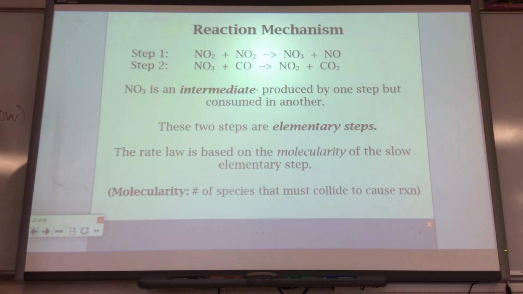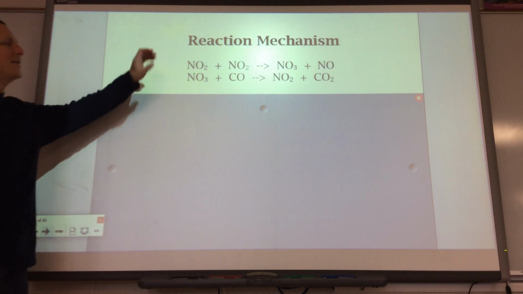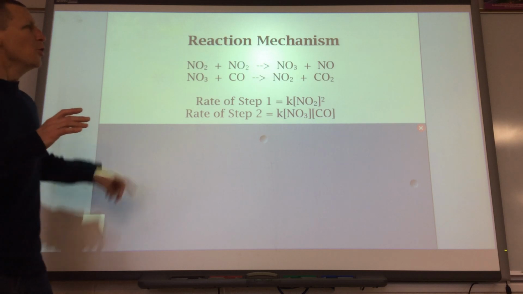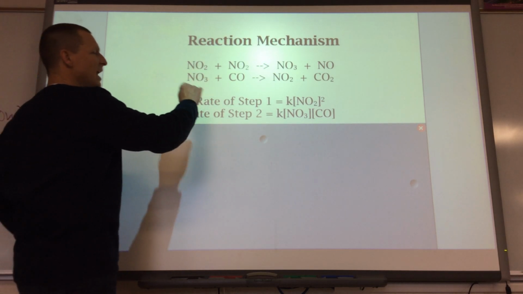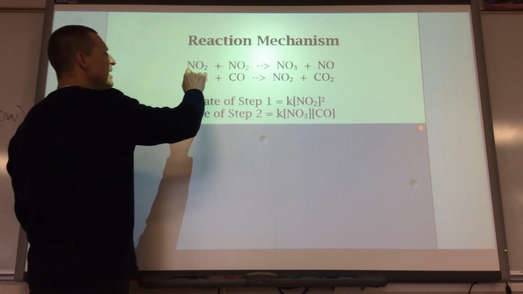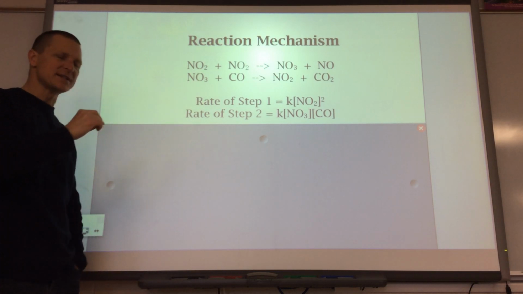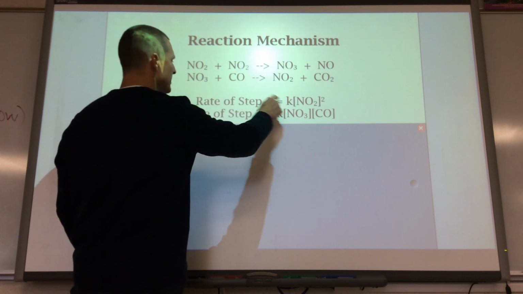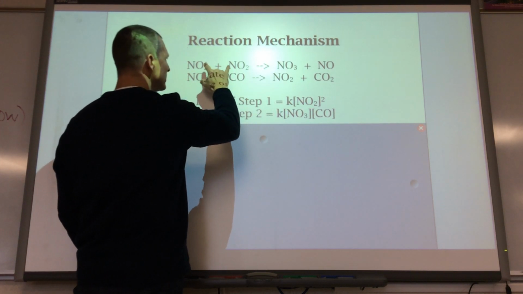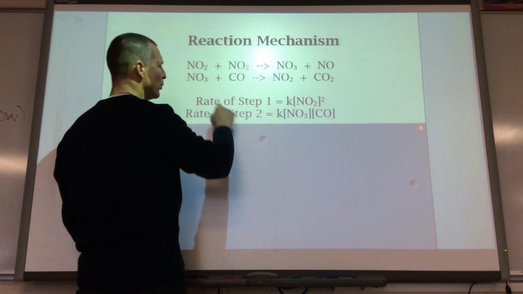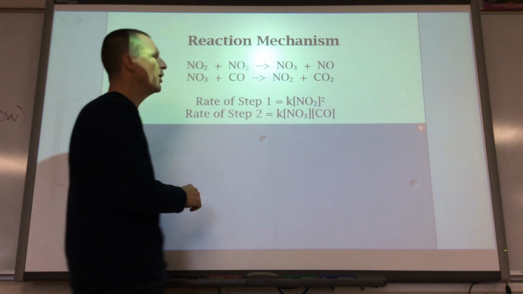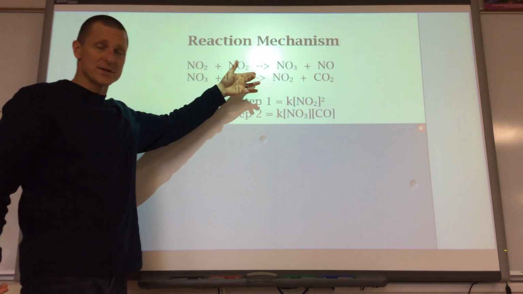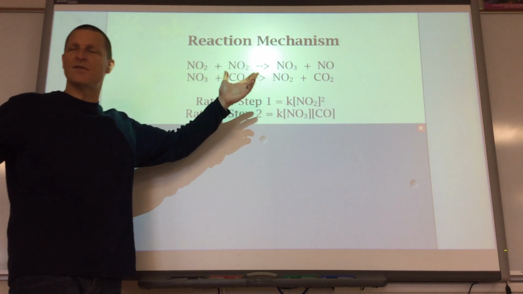Everybody good with this slide? All right, moving on. Here's our mechanism again. And now there's a couple other things about this. Because each one is an elementary step, it's not made of simpler steps, you can give the rate law for each single step of the reaction. So the rate law of the first step would be some constant K times NO2 squared. And then the rate of the second step would be some constant times NO3 times CO. Those constants, by the way, are not the same, because one of these is a slow step and one's a fast step. So the faster step is going to have the higher K value.